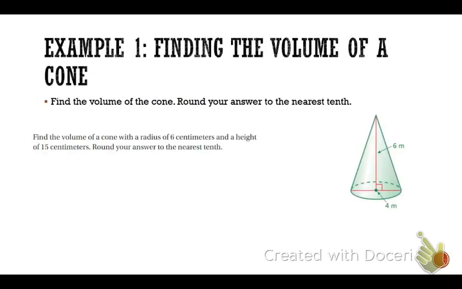Okay, so now let's go to example 1. In example 1, I'm finding the volume of a cone. These are two separate problems. So the first one on the left deals with words. It's explaining in words. The one on the right is showing us a picture or basically just a diagram of it. Okay, so these are two separate problems. All right, so in the first one it says find the volume of a cone with a radius of 6 centimeters and a height of 15 centimeters. You have to read it. Round your answer to the nearest tenth.